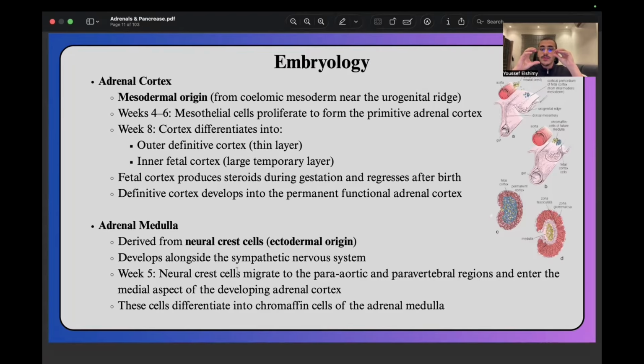What happens is that by week 5, they migrate and get invaginated by the adrenal cortex in order to become the adrenal medulla, and this adrenal cortex then becomes the outer layer, the definitive adrenal cortex. Then these neural crest cells differentiate into chromaffin cells that secrete epinephrine and norepinephrine.